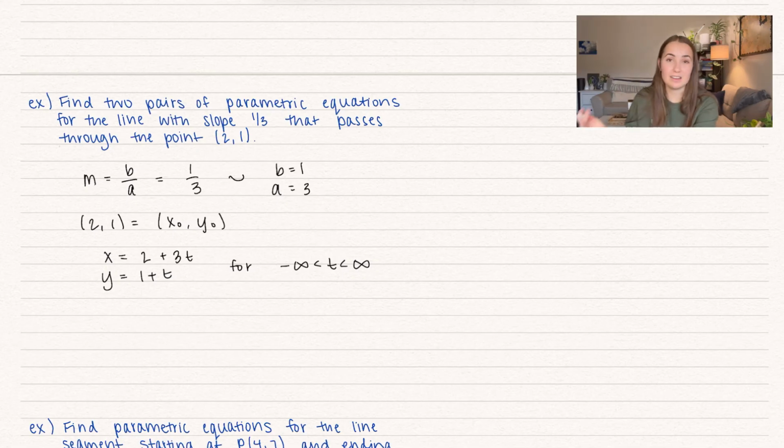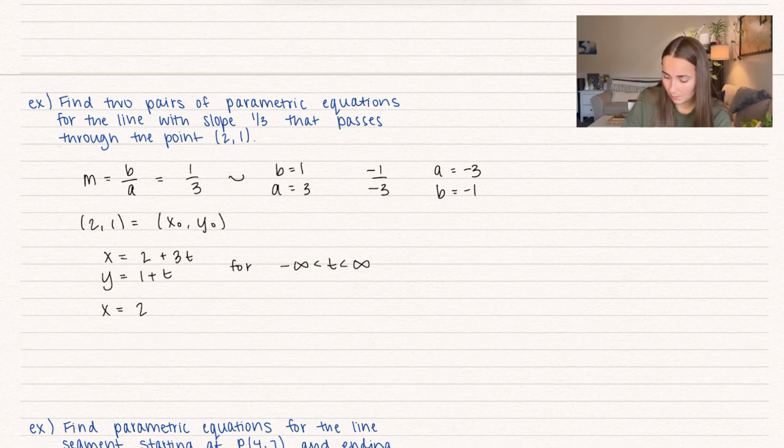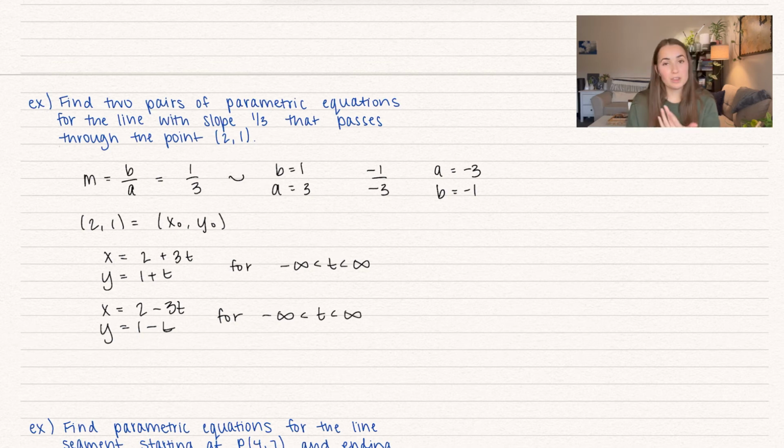One way that you can find another pair, so A, it's not unique, B, there's tons of them, is you can just change the slope, right? For example, I can rewrite the slope as -1 divided by -3. That is the same slope. But now my a is equal to -3 and my b is equal to -1. So you could change it up that way. You could have 2 over 6, right? That's another example. So here x is equal to 2 minus 3t, and y is equal to 1 minus t. And again, this is going to be for t values between positive infinity and negative infinity, right? So that's one way you can jazz it up.